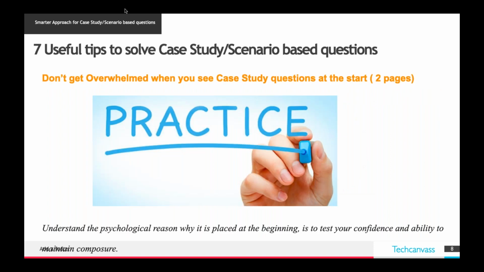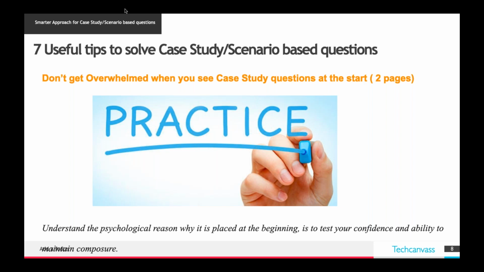And don't get overwhelmed. As I told you earlier, when you click on the start button, the first question will be very, very easy. They will ask you a direct question: who is the sponsor? You know that the sponsor is the person who will approve the project. Then you will feel, what kind of question is this? And then when you click on the next button, the second question will be a case study based question. It can go for 2 or 3 pages. The very moment you see that question, you get that panic attack because you are not prepared. And the very moment you see all those diagrams, you will be lost. And you will think, should I go through all the data?